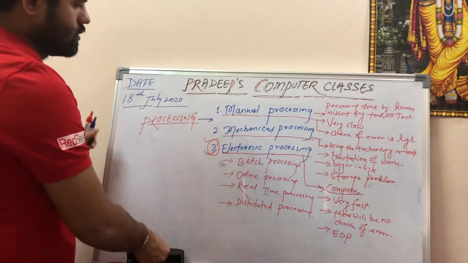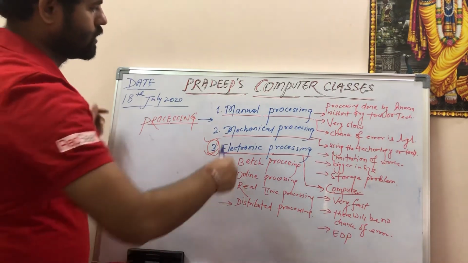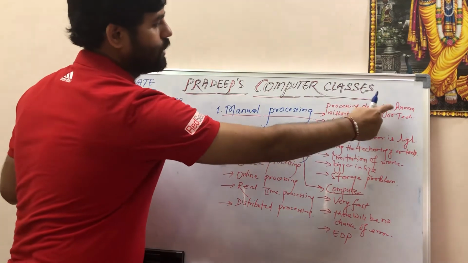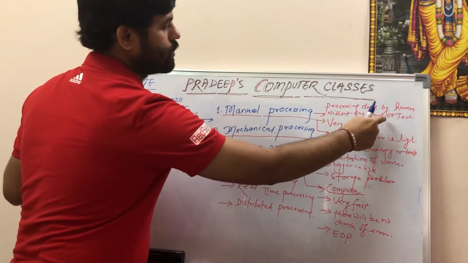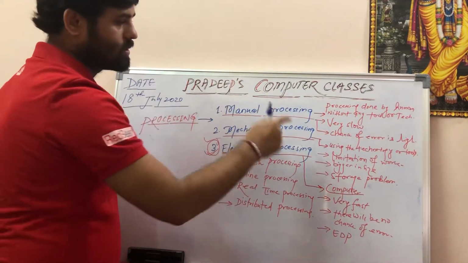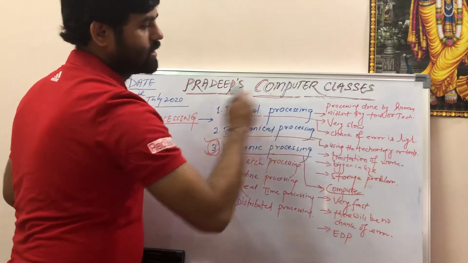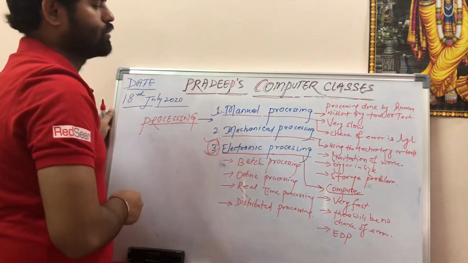If you have any problem, I am just repeating what is mentioned. Manual processing is processing done by humans without any tools or technology. The first point is this. Second, it is very slow. Third, the chance of error is high. This is part of manual processing.